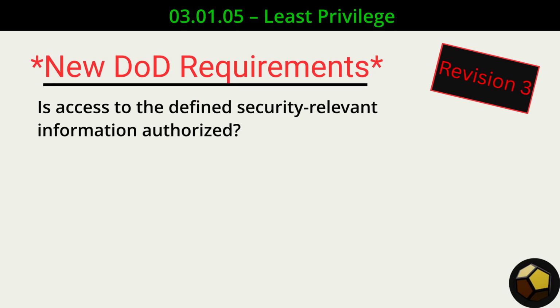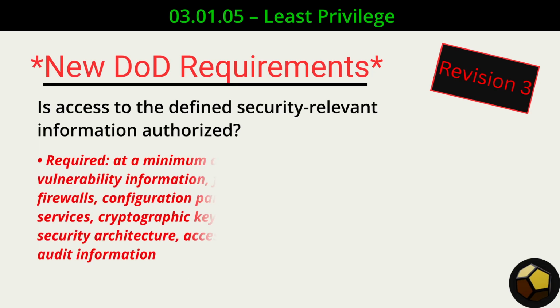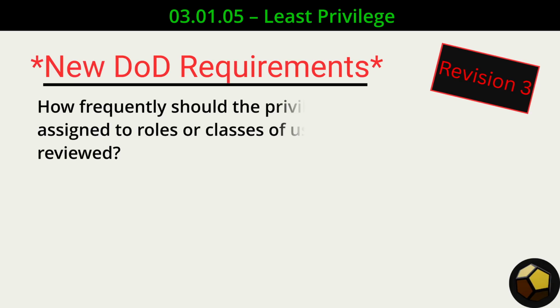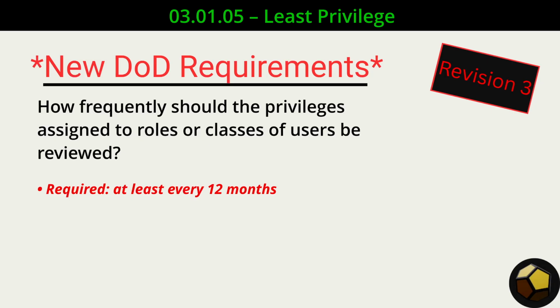Access to security-relevant information must cover threat and vulnerability data, firewall rules, security service configurations, cryptographic key management, security architecture, access control lists, and audit logs. And privileges assigned to roles or classes of users must be reviewed at least every 12 months to validate their necessity. These are no longer suggestions. They are required minimums and must be reflected in your implementation.